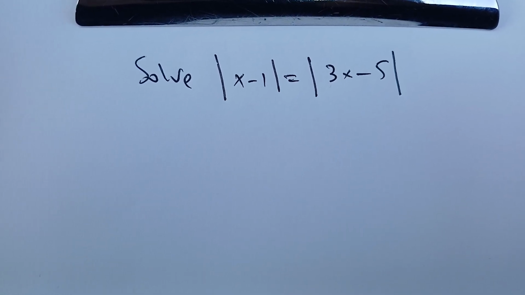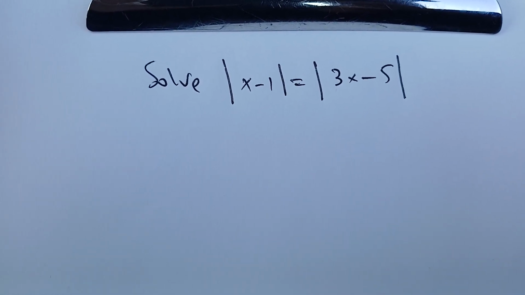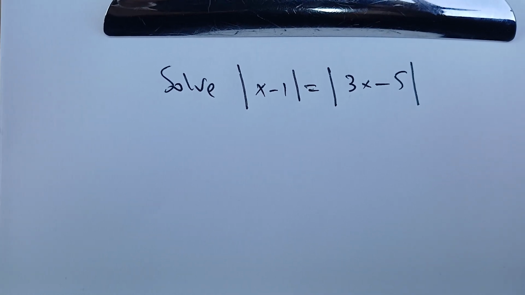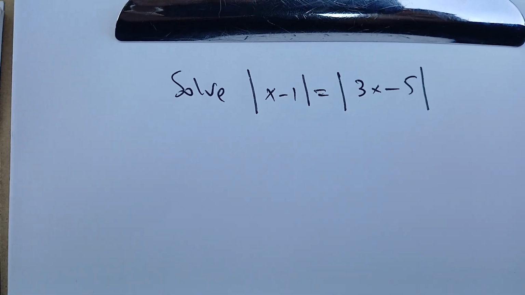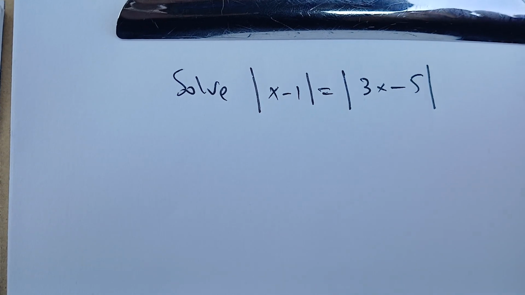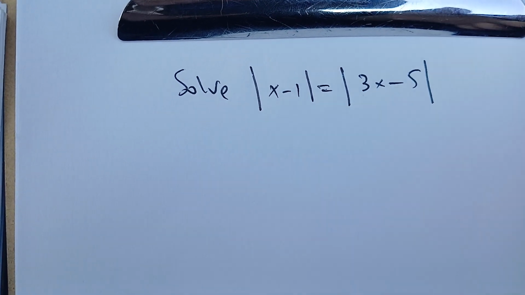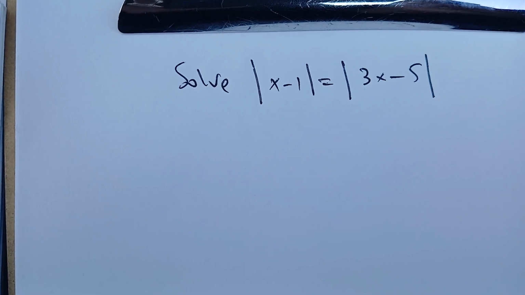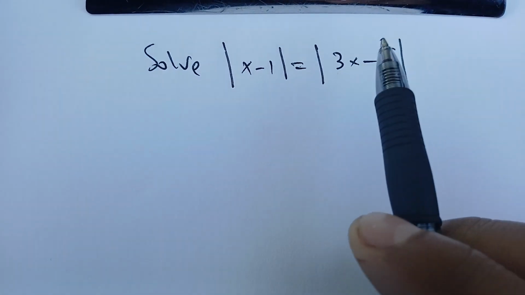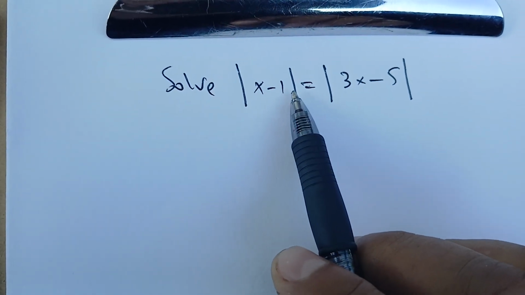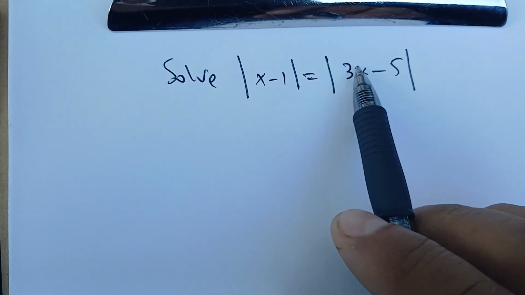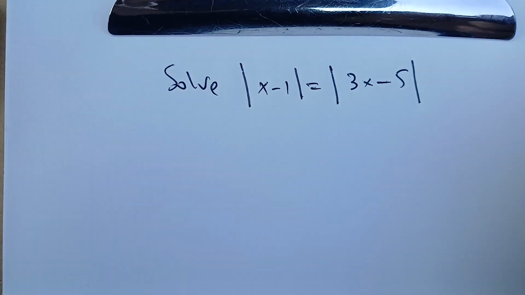This is a problem trying to understand the absolute value questions. When we're trying to solve the absolute values, we're looking for the x's that would make these equations true. So in our case, we're trying to solve the absolute value of x minus 1 is equal to the absolute value of 3x minus 5.